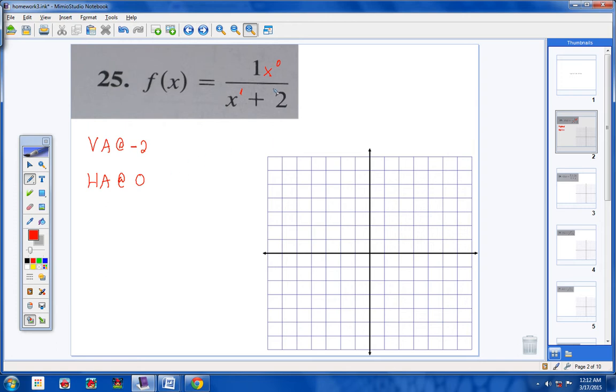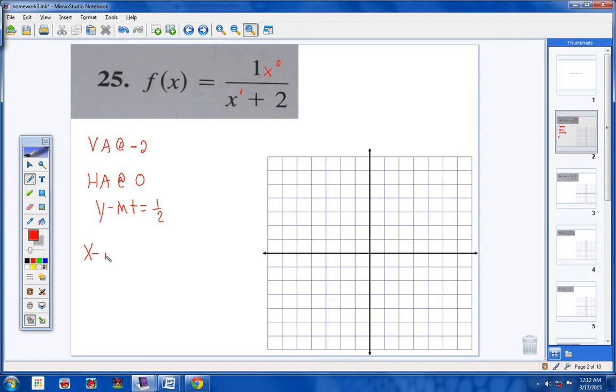So here we go. Everywhere there's an x, and there's really not an x here, we're not going to worry about that. Everywhere there's an x, we're going to put a 0. So we'll put a 0 right here. 0 plus 2 is 2, so 1/2. So we put a 0 in for x, and we got out 1/2. So the y-intercept is 1/2. Now the x-intercept, okay?